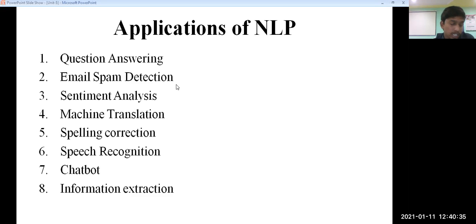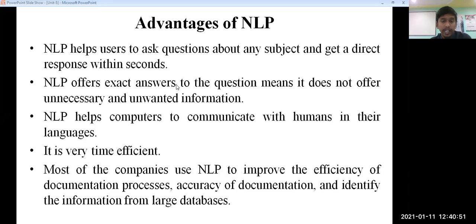Next one is, as I said, chatbots, which is one application everybody is now concentrating on. And information extraction is part of your semantic web, which we'll be talking about in the next slides. So, advantages of using your natural language processing. There are many advantages and also some disadvantages, which we can call limitations.